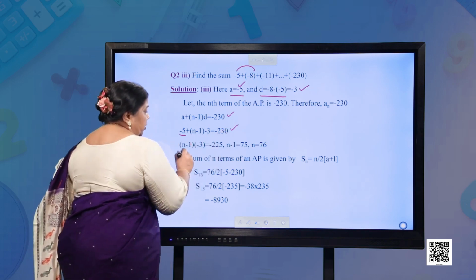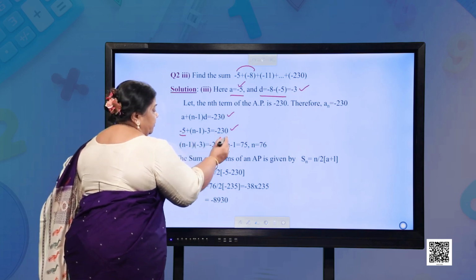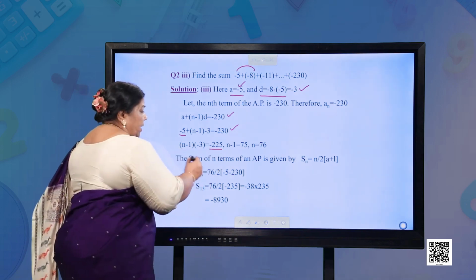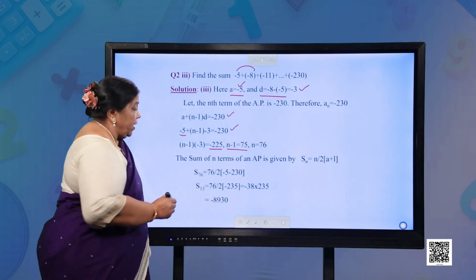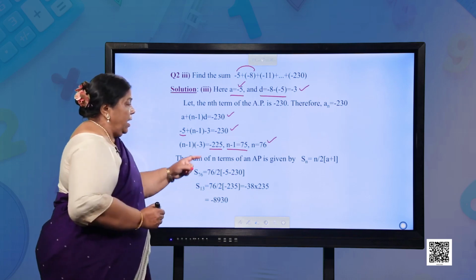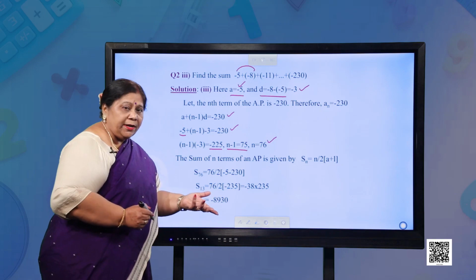So, n minus 1 into minus 3 is equal to minus 230 plus 5, that is equal to minus 225. So, n minus 1 is obviously equal to 75, or n is equal to 76. So, after knowing the value of n is equal to 76, we can use the sum to n terms formula.